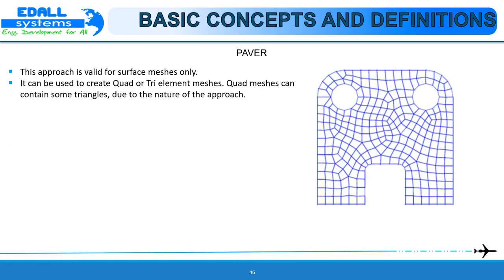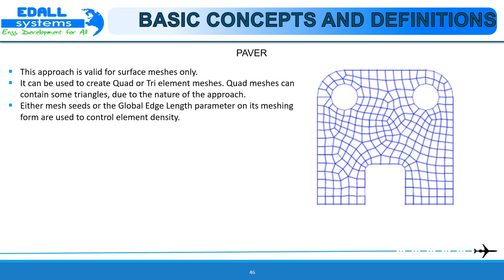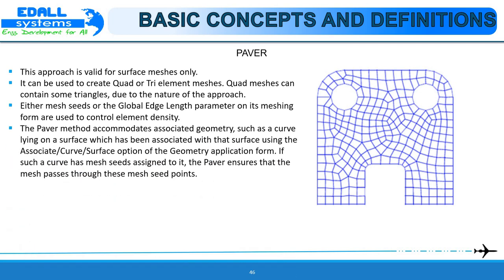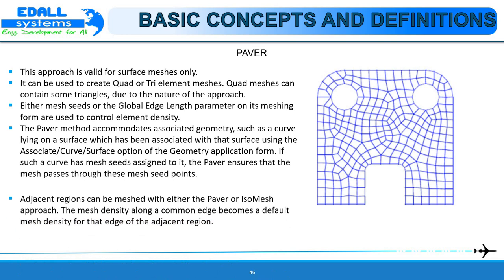It can be used to create quad or tri element meshes. Quad meshes can contain some triangles due to the nature of the approach. Either mesh seeds or the global edge length parameter on the meshing form are used to control element density. The paver method accommodates associated geometry such as a curve lying on the surface, which has been associated with that surface using the associate curve surface option of the geometry application form. If such a curve has mesh seeds assigned to it, the paver ensures that the mesh passes through these mesh seed points.